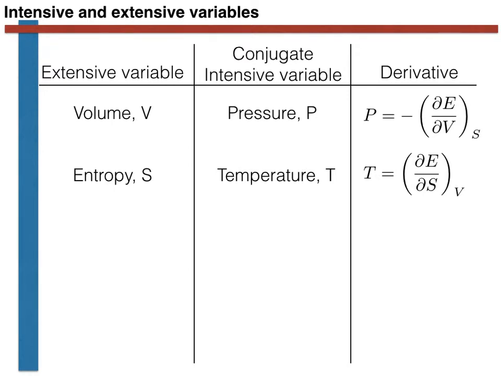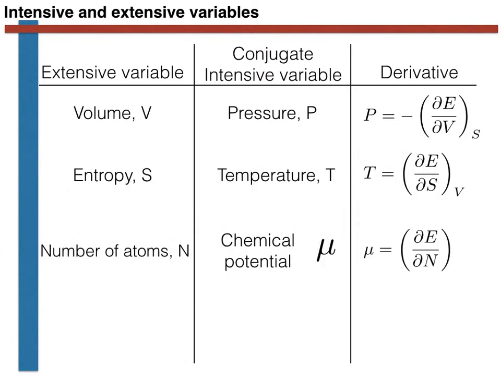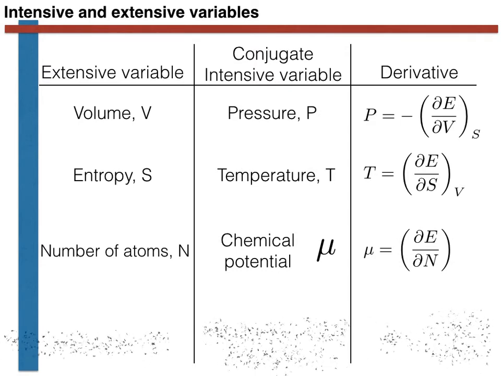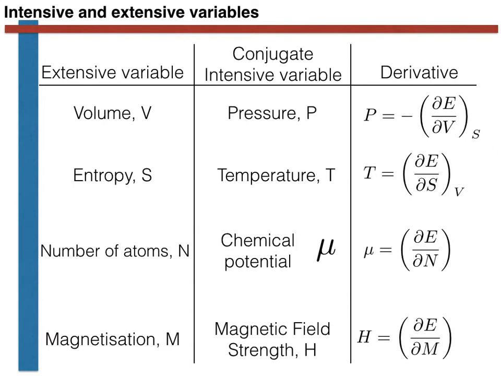Taking this further, chemical potential is equal to the partial derivative of the internal energy with respect to the number of atoms. Magnetic field strength, meanwhile, is equal to the derivative of the internal energy with respect to the magnetization, an extensive thermodynamic variable.